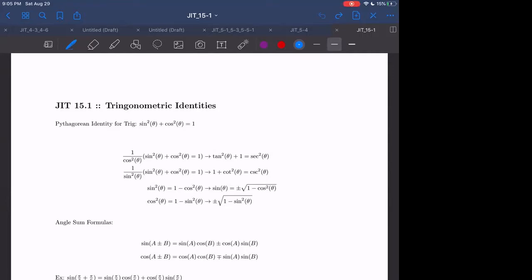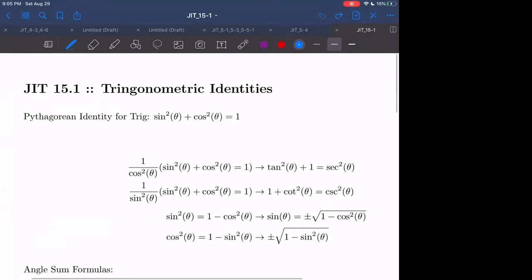Okay, so our first trigonometric identity is kind of an extension of the Pythagorean theorem. It's just a Pythagorean identity for trig functions. Okay, so it is sine squared plus cosine squared is going to equal 1. And almost all of our other trig identities that we'll use come from this in some way, shape, or form.